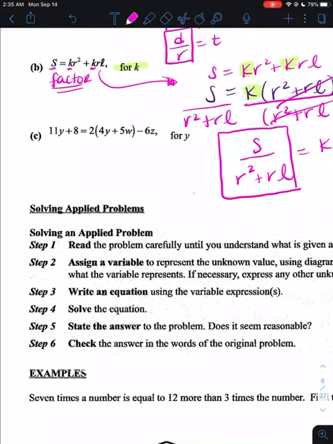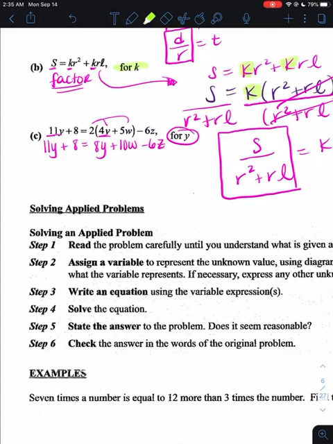All right, so for C, they want me to solve for y. So I need to get y by itself. First of all, I see this y over here, and I see a y in that parentheses. Let me get rid of this parentheses by using the distributive property first. So this is 11y plus 8 equals 8y plus 10w minus 6z.